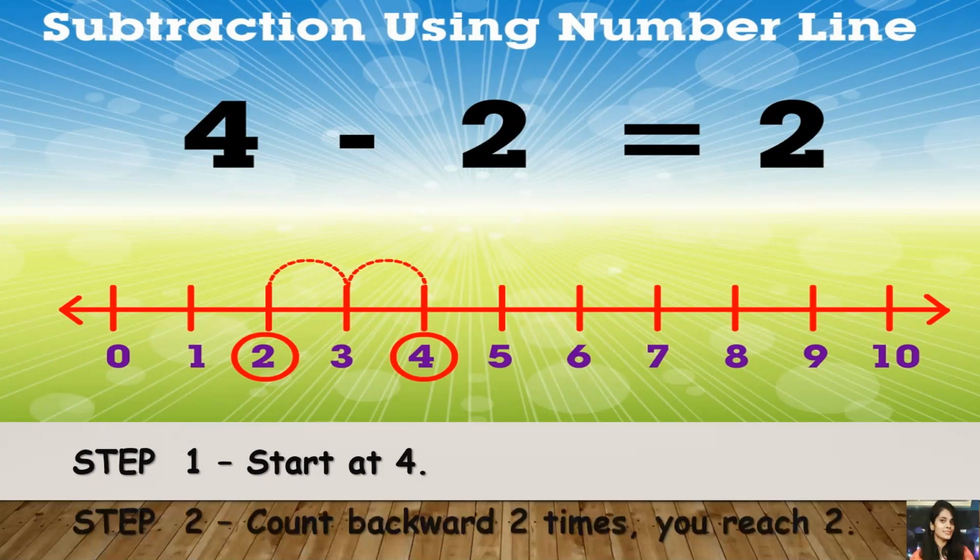Step number 2. Count backward 2 times. You reach 2. From 4, we have to count backward 2 times. 4, 3, 2. So the answer will be 2.